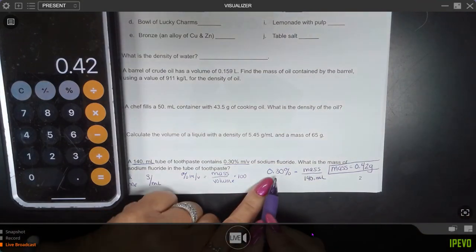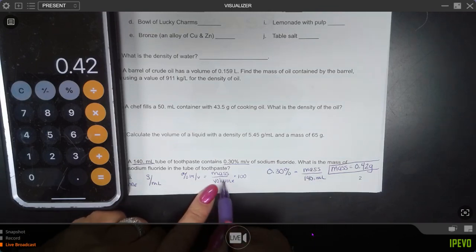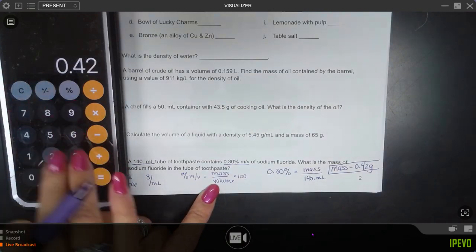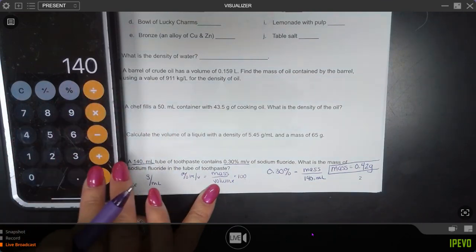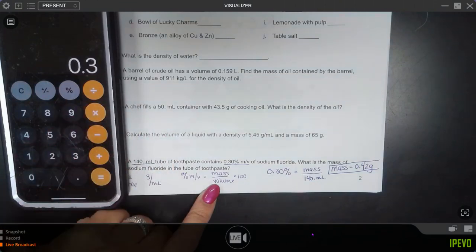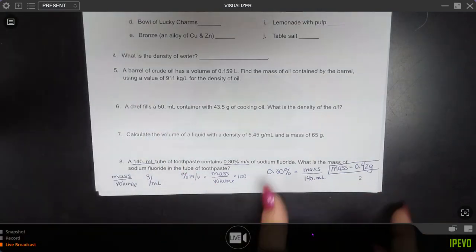Now, if I were doing this, I would go back and just make sure that that makes sense, okay? So what I would do is plug my mass in, mass over volume times 100, and see if I get 0.3. Okay, so let's just do that. 0.42 divided by 140, times 100. Check it out, 0.3. Okay, so that is how you would do a percent mass to volume question. There's another one, I think, on the next page.